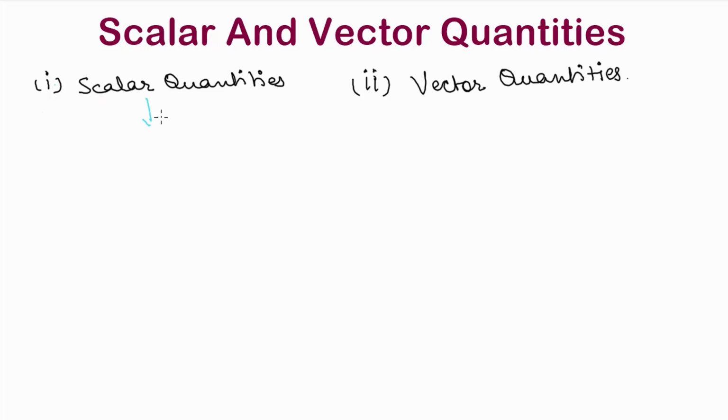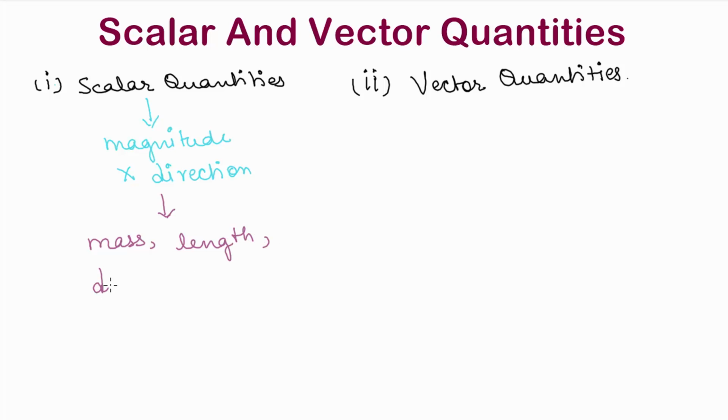Now the physical quantities which have magnitude but no direction are called scalar quantities. Some examples of scalar quantities include mass, length, distance, density, work done, temperature, charge, etc.